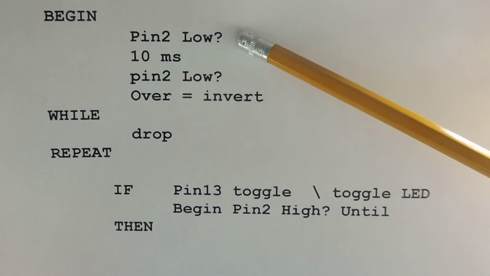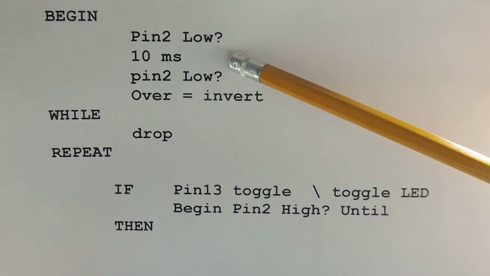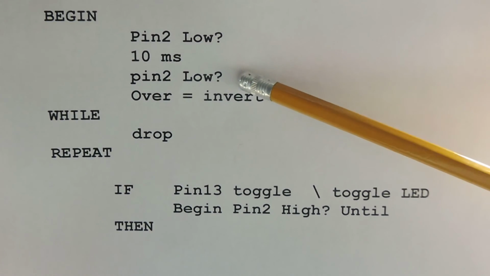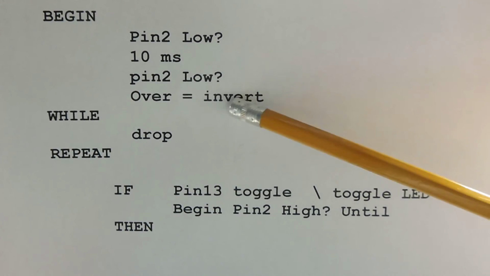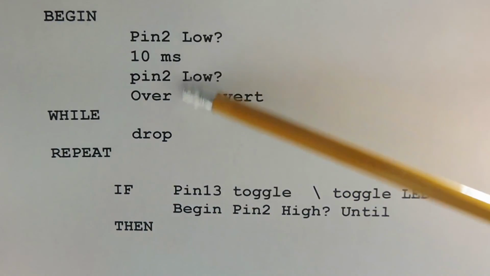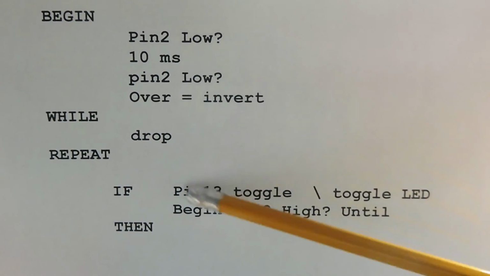Now pin 2 low, it will get a 0 because now it's released, and it will wait 10 milliseconds. And we'll read it again, it will get a low, so now you've got 2 lows. So that will continue on to circle around. It will bypass this if statement because they're both low.